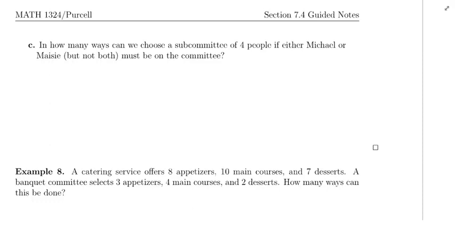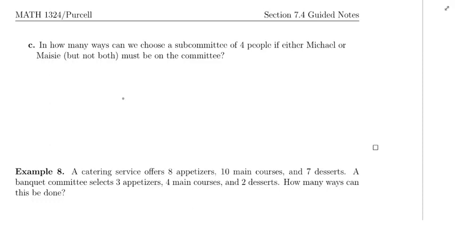And it does involve the subcommittee. So you're forming a smaller committee, or a smaller group, from the larger group. There is going to be a combination involved, but you've got this strange twist about Michael or Maisie. Let me show you how you're going to do this problem.